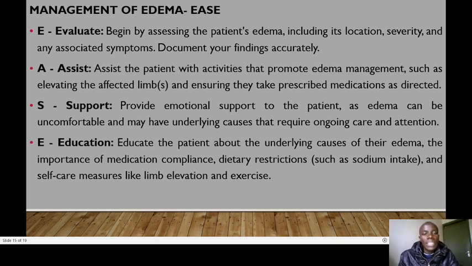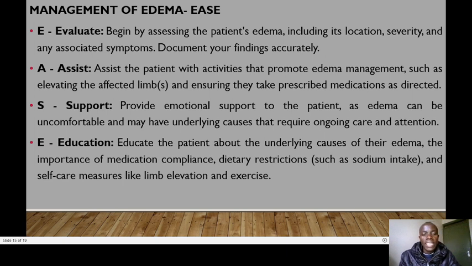You assist the patient with activities that promote edema management, such as elevating affected limbs, the one that we've just indicated, and ensuring they take prescribed medications, could be diuretics, okay? You provide emotional support to the patient as edema can be uncomfortable and may have underlying causes that require ongoing care and attention. Guys, a link on therapeutic communication of a nurse will be popping up. You can also review to know what to say and what not to say to the patient with edema.